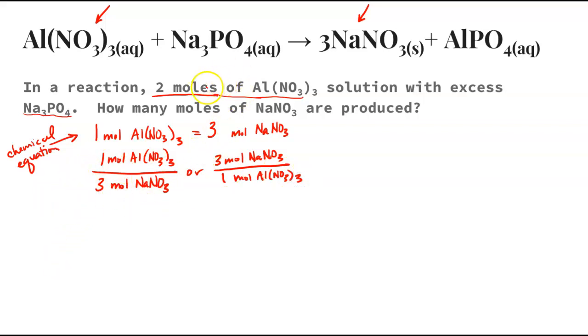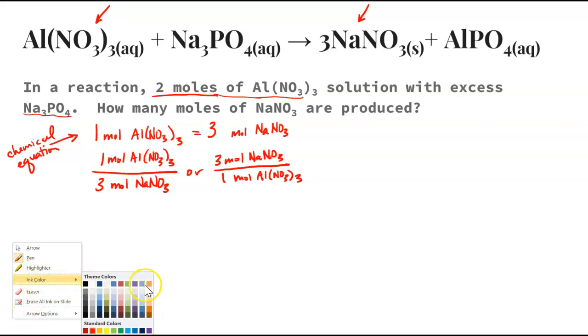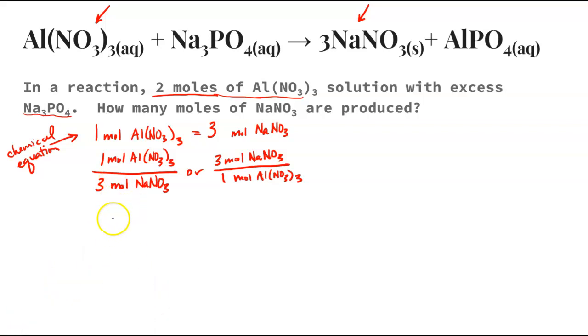Just like we've done in dimensional analysis, I'm going to record what my given is. In this case, I'm told that I had 2 moles of aluminum nitrate. Where did I get that value? I got that right over here, okay? And I put a times sign, and now I need to use the conversion factor that allows me to cancel out moles of aluminum nitrate.